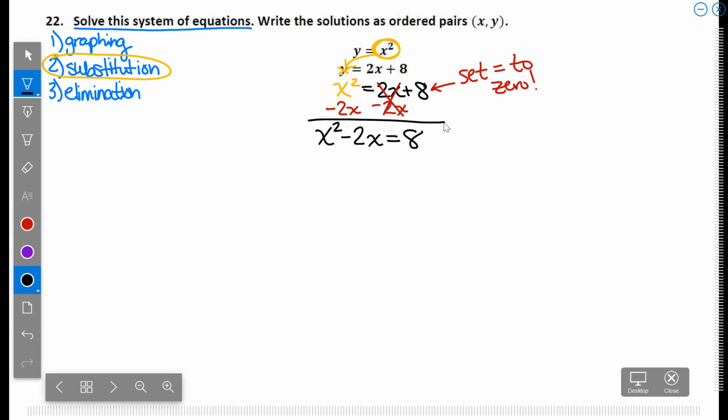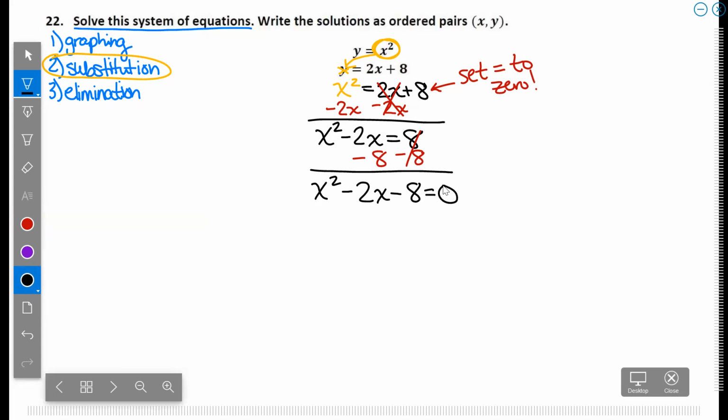Have I gotten it equal to 0 yet? What do I still need to do to get it equal to 0? Subtract the 8 from both sides. I know it's a little bit more work to get it equal to 0, but it's worth it because if you have a negative a value and you try to factor it, you won't get the right answer.